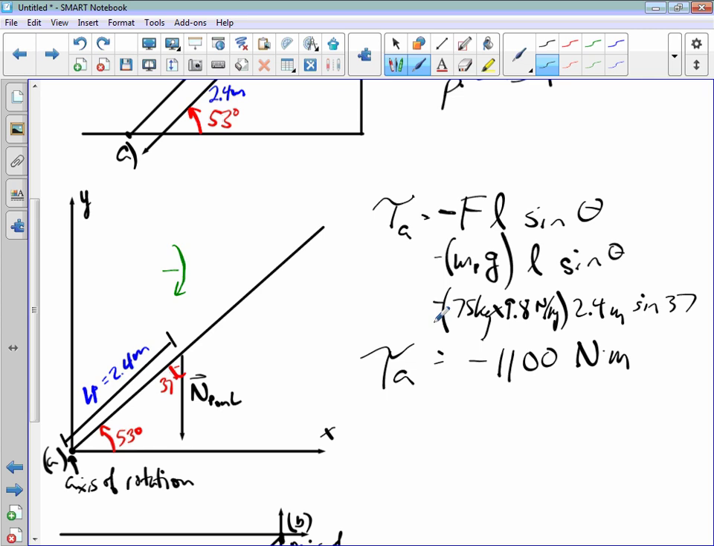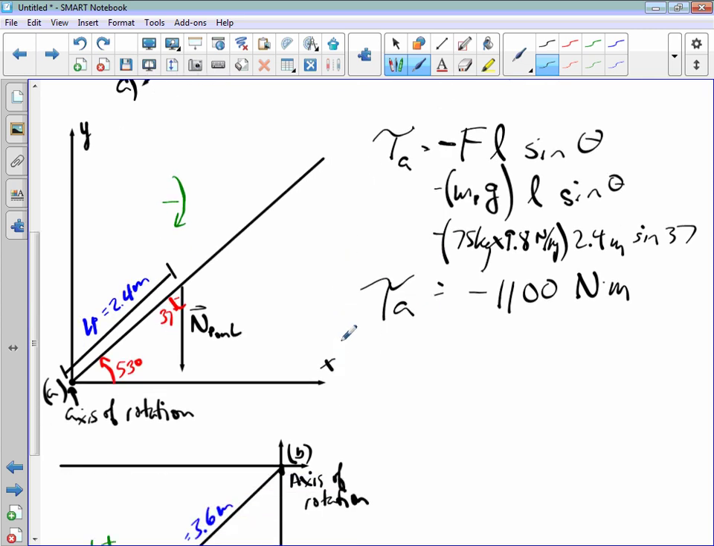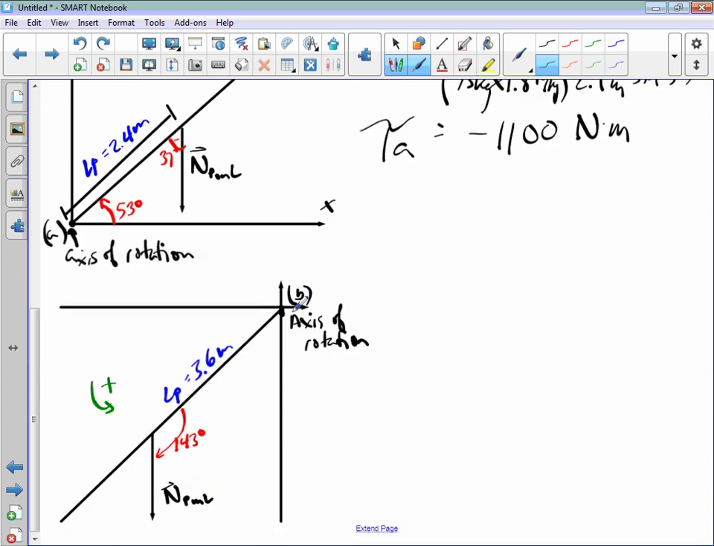distance value. If we look at the other situation, the top of the ladder being the axis of rotation, now this would be the length. Length of the painter is 3.6 meters. It would cause a movement in this direction, and this would be a counterclockwise or a positive torque. The angle between this lever arm and the force is going to be 180 minus that 37, which is 143. Same situation, same way to solve it.